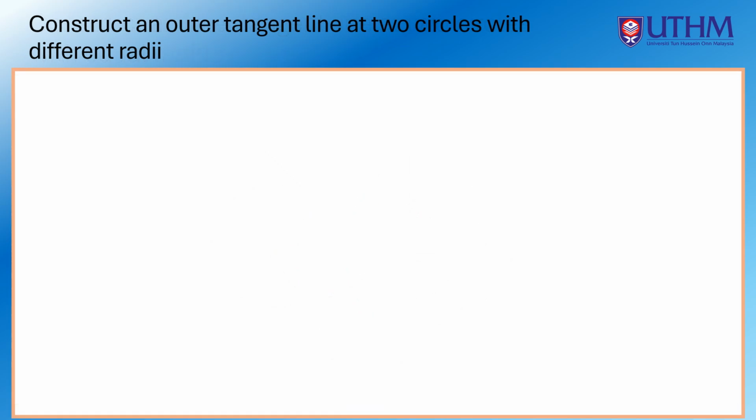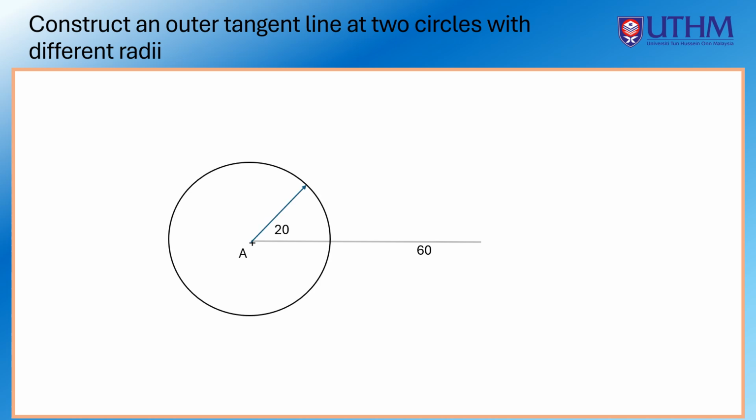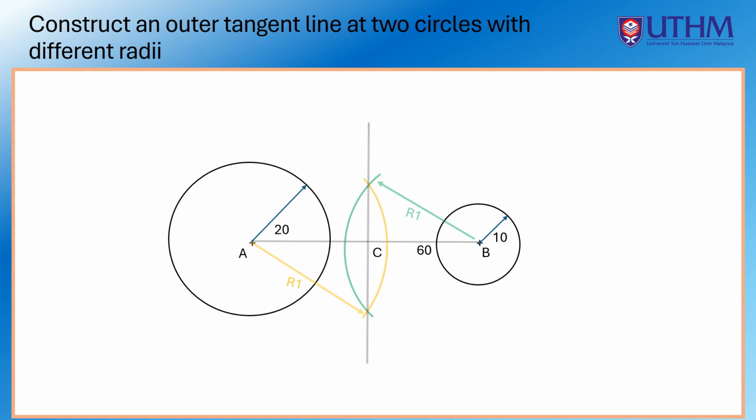Let's construct an outer tangent line at 2 circles with different radii. Now, draw 2 circles with a radius of 20 mm and 10 mm. The distance of these 2 circles is 60 mm. Connect the point A and B with a straight line. Then divide this line AB into 2 sections at point C. Now that is the point C.